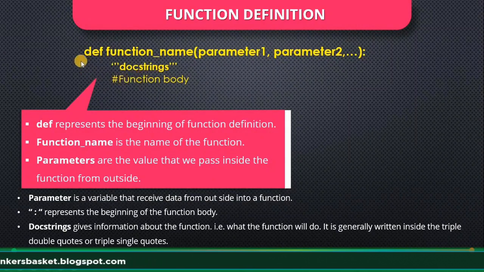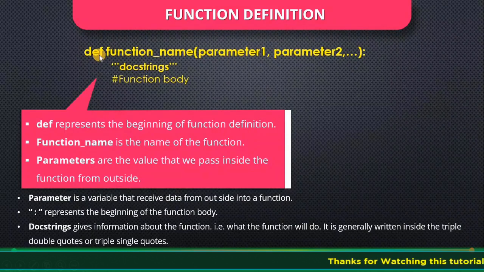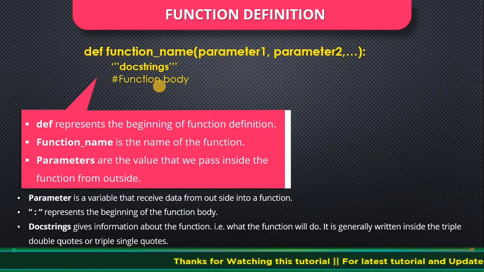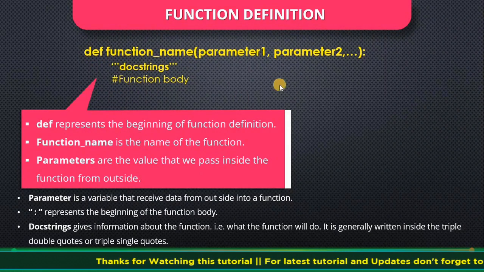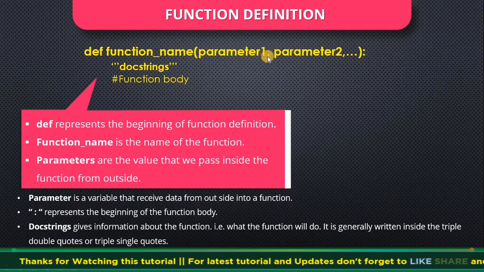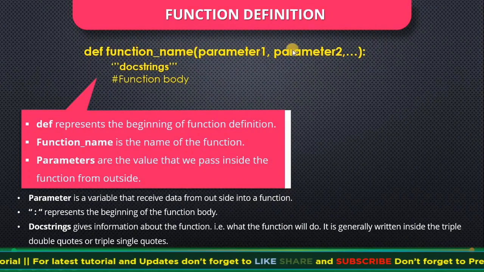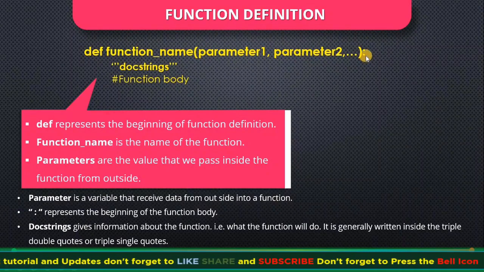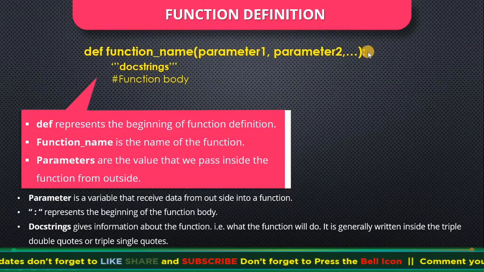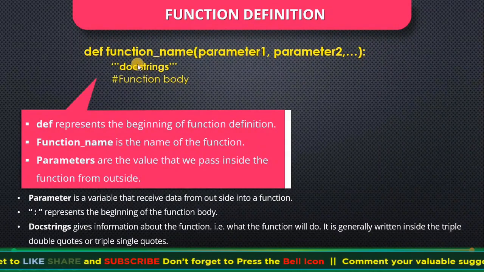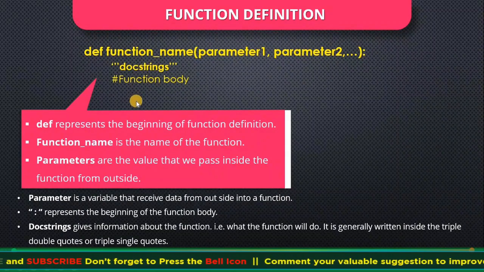Now again, come back to this first line, which is also called the prototype of the function. This is the definition, that is def. This is the keyword you have to use whenever you have to define a function. Then you have to write down the name of the function, and then the parameters inside the parenthesis. But remember, at the end of this first line, you have to use this colon. When you mention this colon, it represents that the body of the function will start after this.